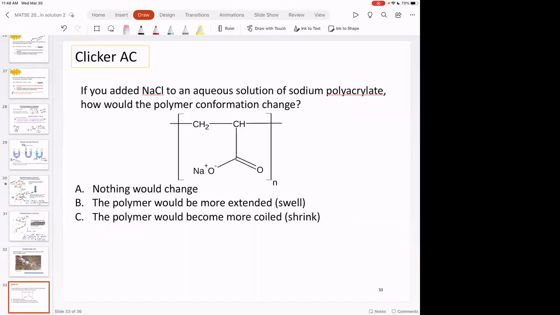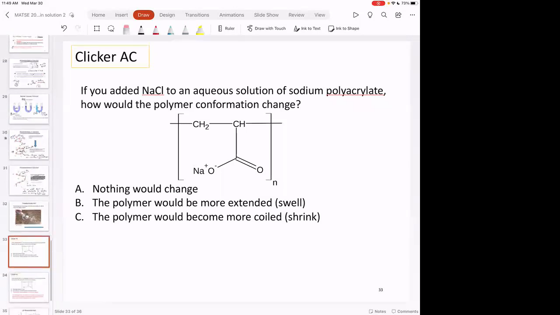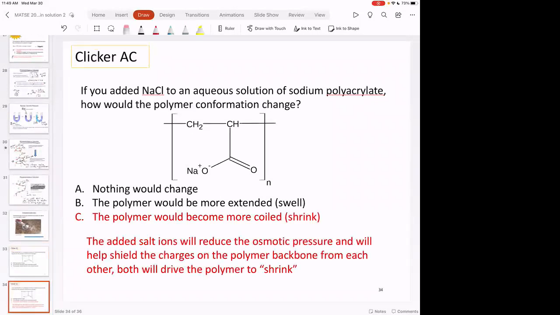If you add sodium chloride to an aqueous solution of sodium polyacrylate that's already in water, how would the polymer conformation change? Nothing would change. The polymer would be more extended, swelled up, or the polymer would shrink. Great, right in there. Of course, everyone said the polymer would shrink or become more coiled because the added salt pairs up those ions.